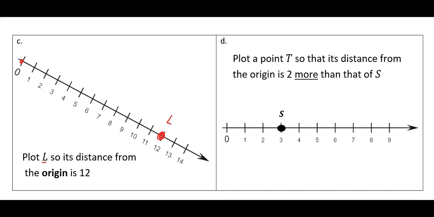And question D says we're going to plot point T so that its distance from the origin is 2 more than that of S. So my origin is at 0. T needs to be 2 units farther away from the origin than point S. So S is at 3. If I move over 2 units, this is where T would fall. So T is at 5. It's 2 units farther from the origin than point S.